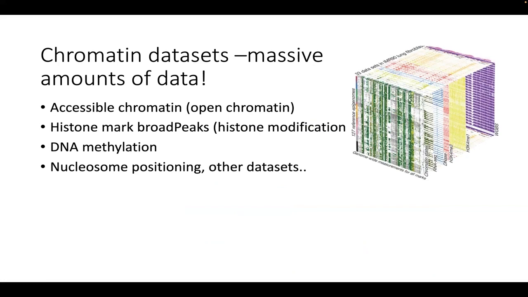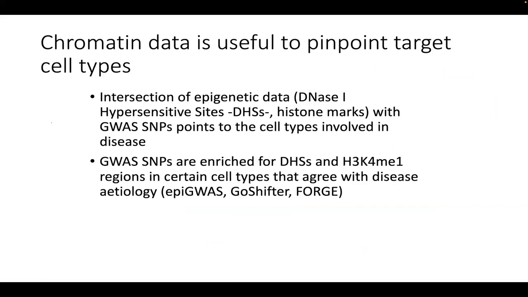And so we have massive amounts of chromatin data, massive amounts of different data sets, and how can we sort of bring them all together? So, as I said, DNase hypersensitive sites and accessible chromatin, when integrated with GWAS SNPs, are very good at pinpointing target cell types. And so, accessible chromatin, especially H3K4 monomethylation.